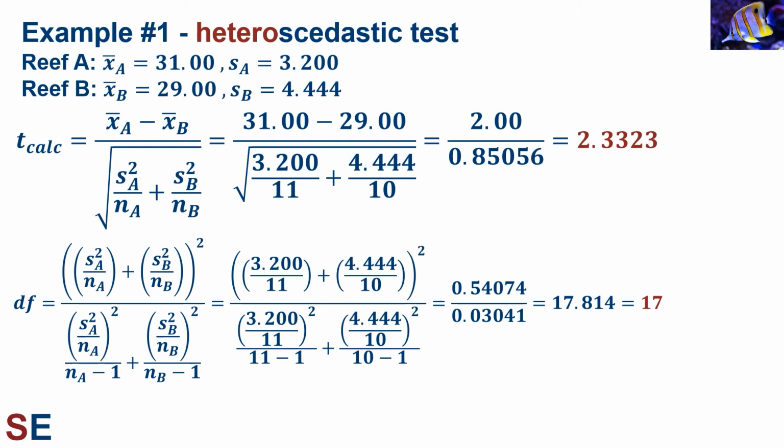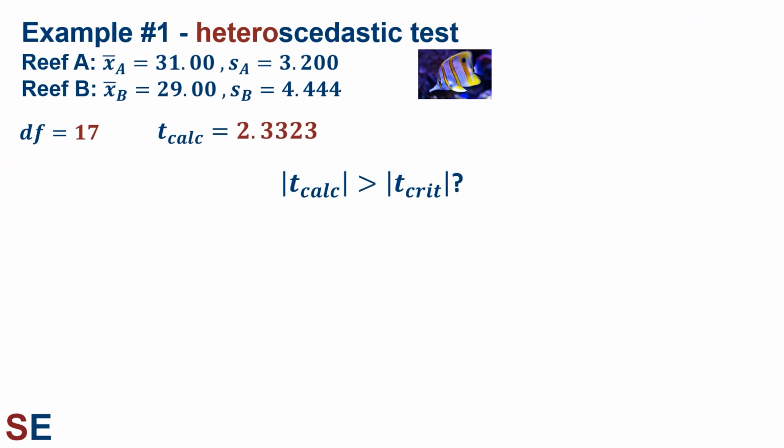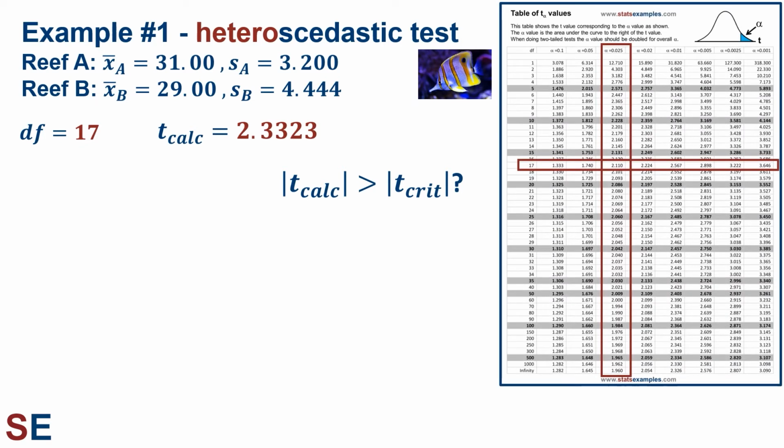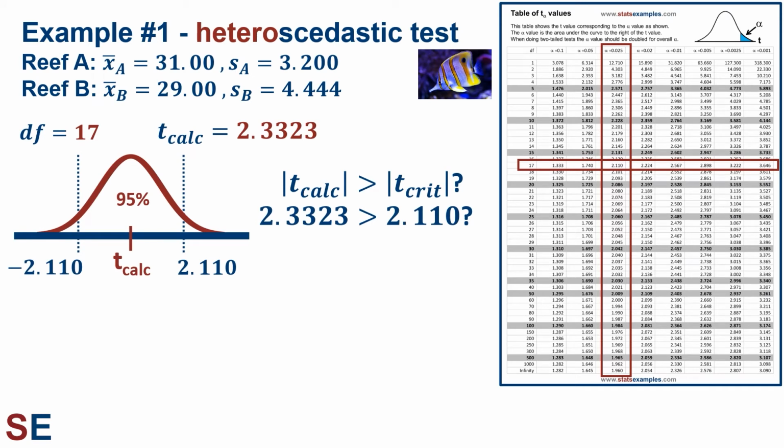Now that we have a t-calculated value and some degrees of freedom, the rest is just like the previous t-test. Now, how does the magnitude of this calculated t-value compare to the critical value that corresponds to an overall alpha value of 5%? We go to our t-table and look at the row for 17 degrees of freedom, and the column for an alpha value of 0.025, since this is a two-tailed test. The value in the table is 2.110. How does our 2.3323 compare to this? The 2.3323 is larger than the positive 2.110, which means it is outside the center region. This means that our test will reject the null hypothesis of equal means.